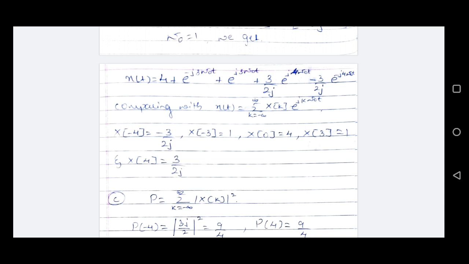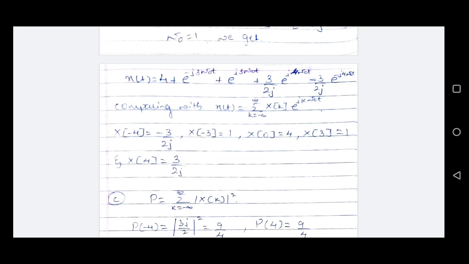And the next least frequency is for k equals to minus 3. The frequency for the exponential is minus 3 omega naught, and the constant associated with that term is 1. And 4 is the DC value. So the Fourier series coefficient representation for that will be at k equals to 0. So capital X of 0 is 4. And for k equals to 3, the constant associated with that exponential is also 1. So x of 3 is 1. And for k equals to 4, 3 divided by 2j is the constant.